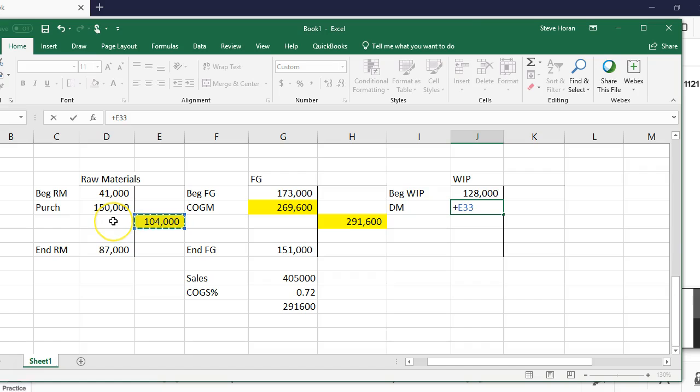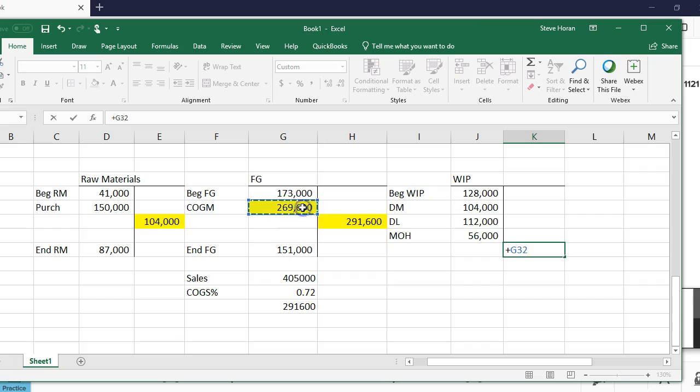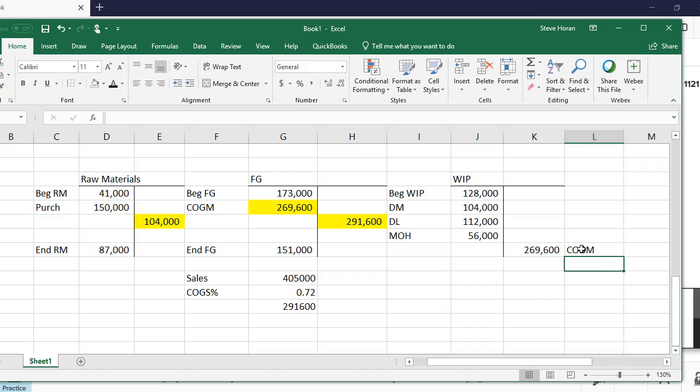So the credit to raw material is then a debit to work in process. And then we have the direct labor. They just gave us that number and said it's 112. And then overhead, MOH, manufacturing overhead, is 50% of direct labor. So that times 0.5, we get that answer. And then, of course, out of WIP, we subtract cost of goods manufactured. So right here is the cost of goods manufactured, COGM.